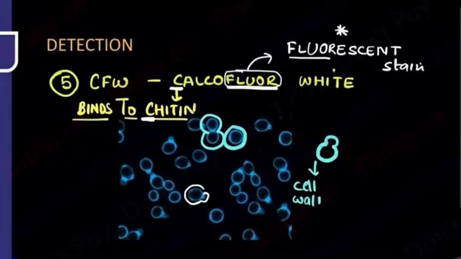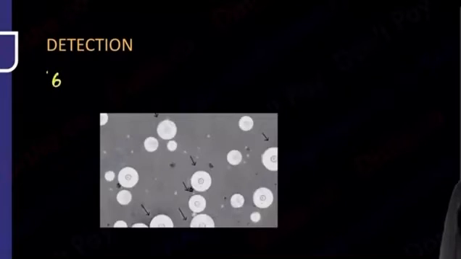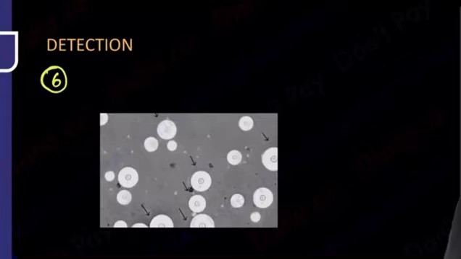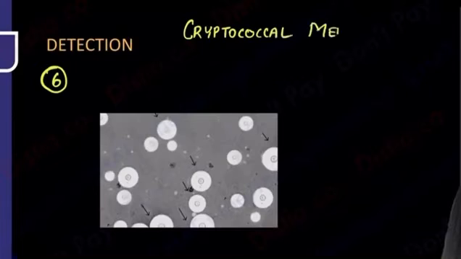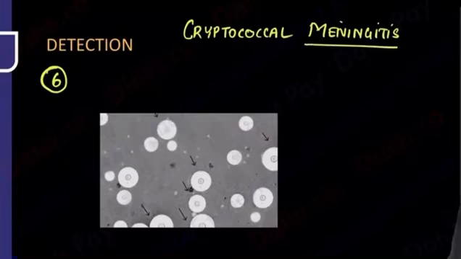So calcofluor white is a fluorescent stain. Coming to the sixth stain that we have, and that is now sixth and seventh. Now let me tell you, there's a very famous organism which you will definitely get a question on, and that is Cryptococcus. And the question will always be related to cryptococcal meningitis because that's the most common organ that it affects. Now, having said that, please remember, cryptococcal meningitis, a meningitis patient coming to you, what sample will you be taking from the person? We'll be taking a CSF sample.